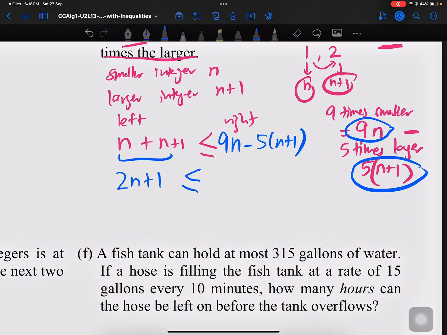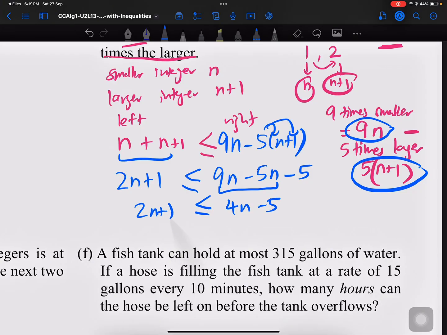Okay, remember that our priority will be the parentheses. So I need to solve my parentheses. I expand it by using the distributive property. So it becomes 9n minus 5n minus 5. Next step, I will combine my like terms on the right side. So this is 4n minus 5.